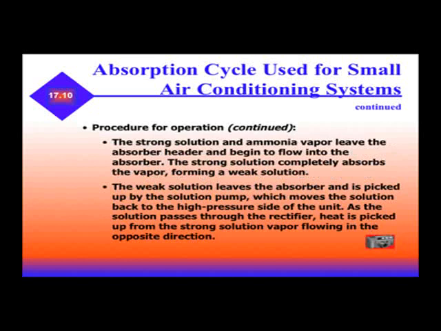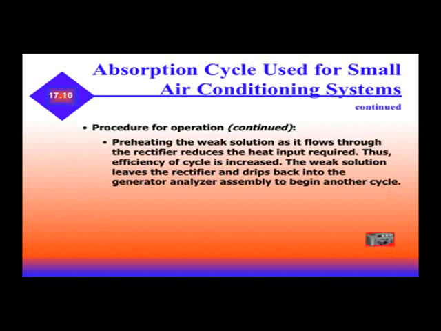The weak solution leaves the absorber and is picked up by the solution pump, which moves the solution back to the high pressure side of the unit. As the solution passes through the rectifier, heat is picked up from the strong solution vapor flowing in the opposite direction. Preheating the weak solution as it flows through the rectifier reduces the heat input required, thus the efficiency of the cycle is increased. The weak solution leaves the rectifier and drips back into the generator analyzer to begin another cycle.